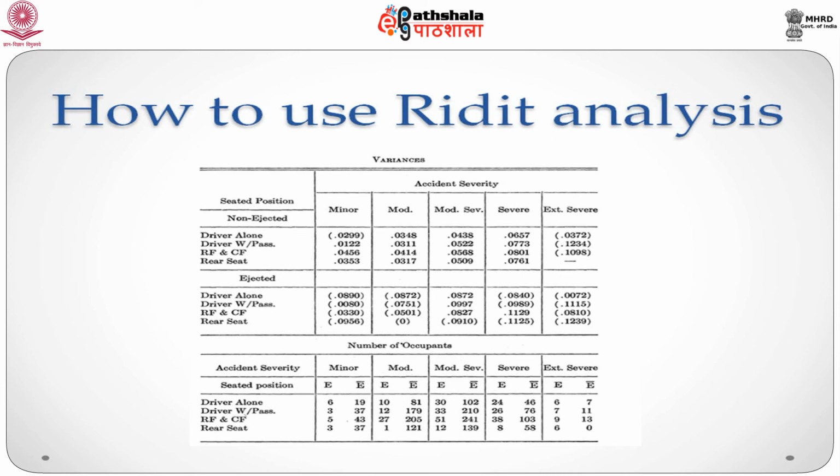Now, it is also possible to compute the variances for each of the ridit categories, and this is illustrated on this table. Often we find that in many studies there is considerable variation about the mean, but the variances tend to be relatively constant. This is not so for this data.